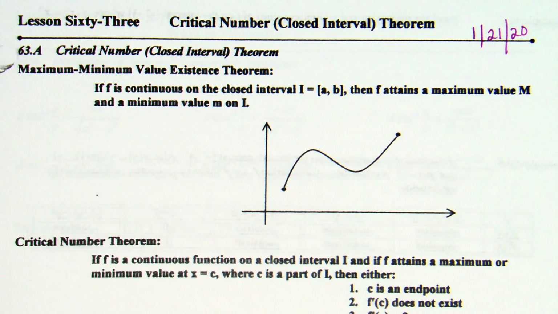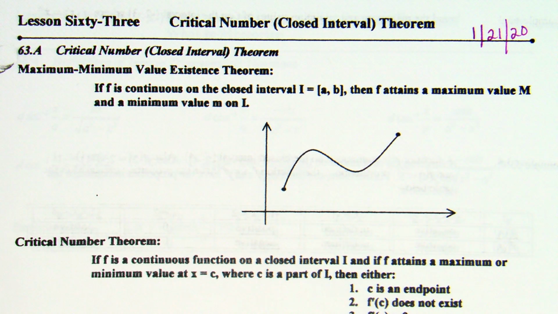Lesson 63 is critical number theorem and closed interval theorem. On AP Calculus, theorems are a big thing. When you go into the open-ended questions, being able to state a theorem or use a theorem to back up your reasoning is important. Okay, or just even knowing how certain theorems work. And this is one of those cases.